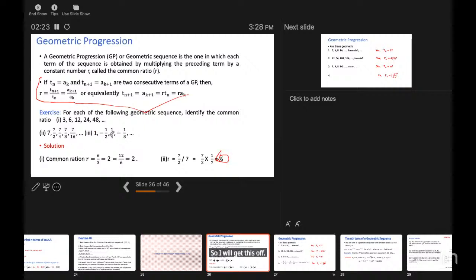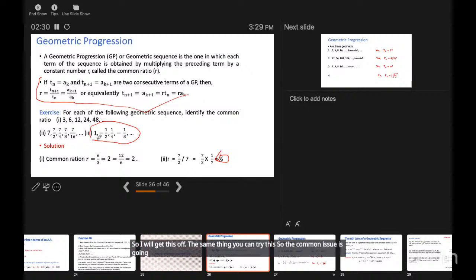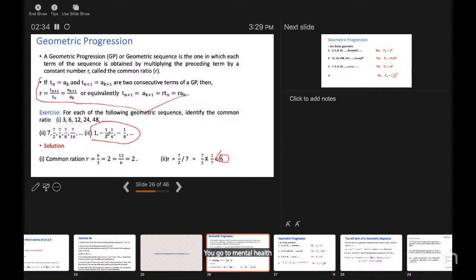The same thing, you can try this. The common ratio is going to be minus half divided by 1, so it's minus half. Or 1 over 4 divided by minus half, or minus 1 over 8 divided by minus 1 over 4. That's minus half. So the common ratio in this case is minus half. Good.